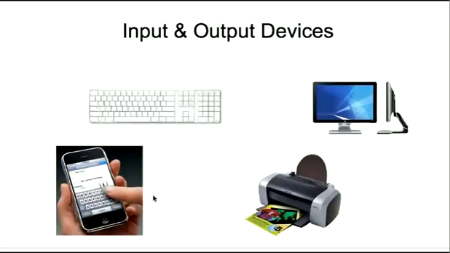And once this information is processed, it can then be sent to any output devices, which then convert this digital or binary number back into human understandable form, such as using a computer screen, outputting it, or printing it using a computer printer.